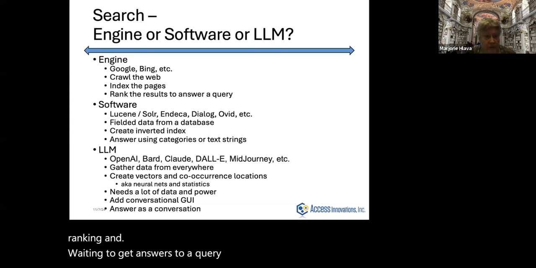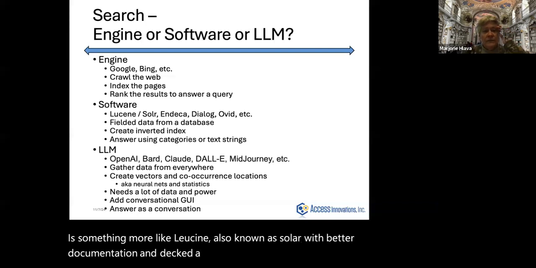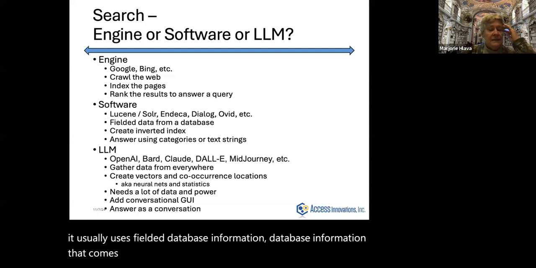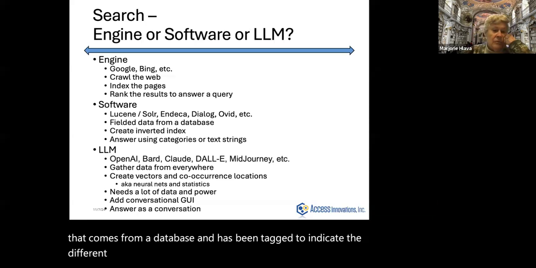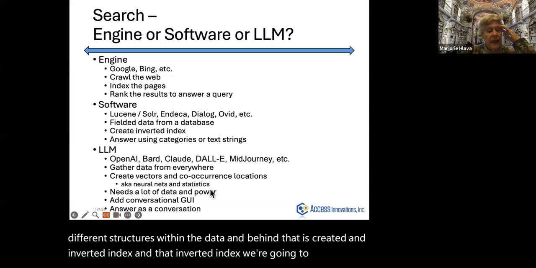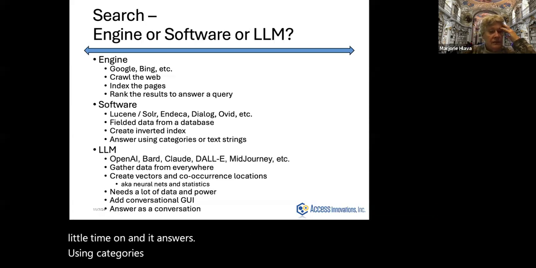Search software is something more like Lucene, also known as Solr, with better documentation, Indecta, Dialog, or Ovid, or one of those. And it usually uses fielded database information that comes from a database and has been tagged to indicate the different structures within the data. And behind that is created an inverted index, and that inverted index we're going to spend a little time on. And it answers using categories or text strings to give people a place to go, an article to find.